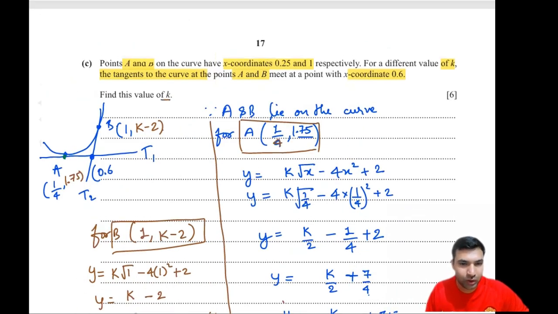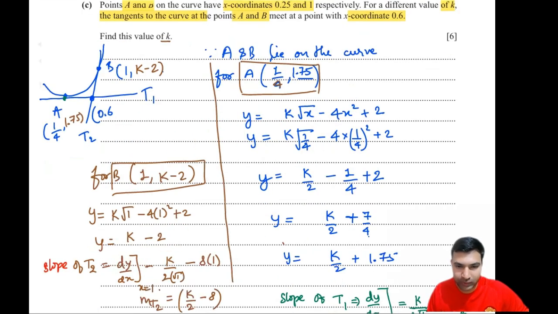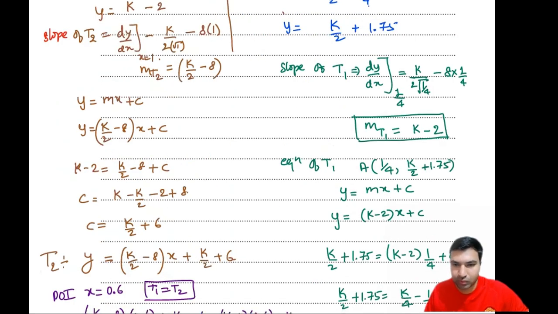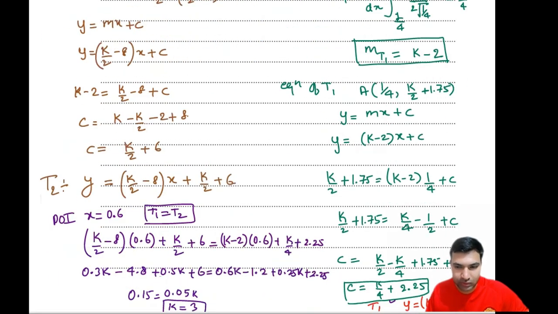So A and B points are given. So find the coordinates by plugging in the value of x, okay, in the equation of y. So we got points A and B, and then finding the slope at those 2 points. And then we found the equation of the tangents at those 2 points. And then we equated the equation of the tangents to get the value of k at x equal to 0.6.